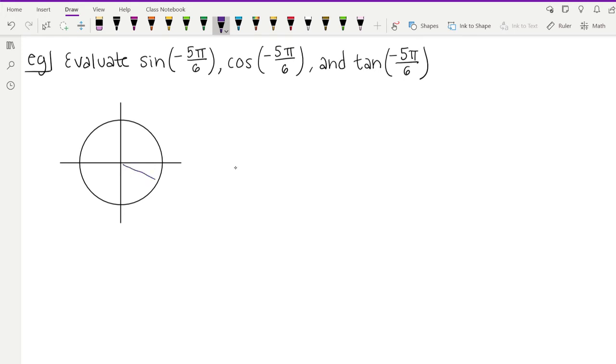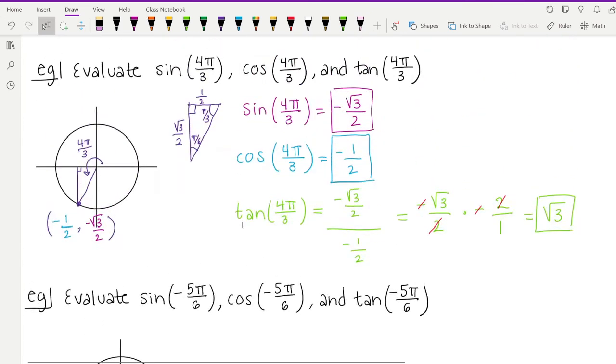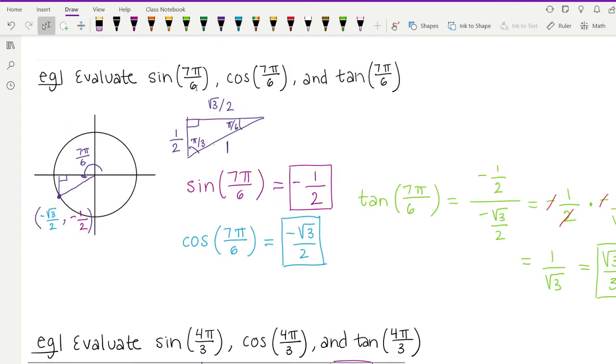So we have negative 1, 2, 3, 4, 5. So negative 5 pi over 6 is going to be here. So this is negative 5 pi over 6. Okay, so what are the coordinates of this terminal point? Well, notice that we actually already figured that out. So if I scroll back up to our first example, when we did 7 pi over 6, we found the coordinates of that terminal point.